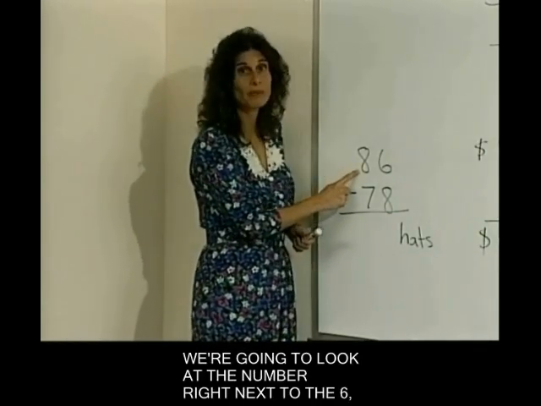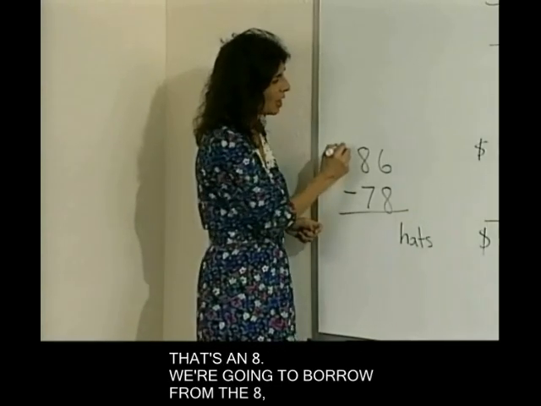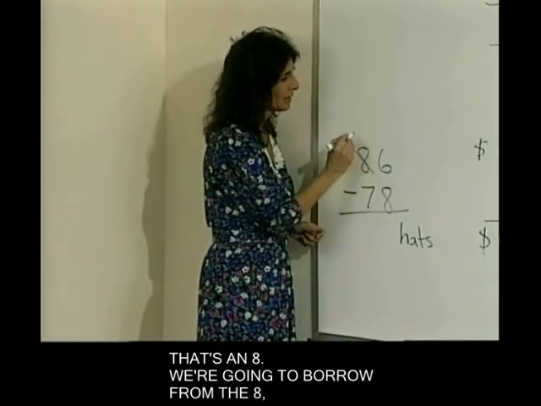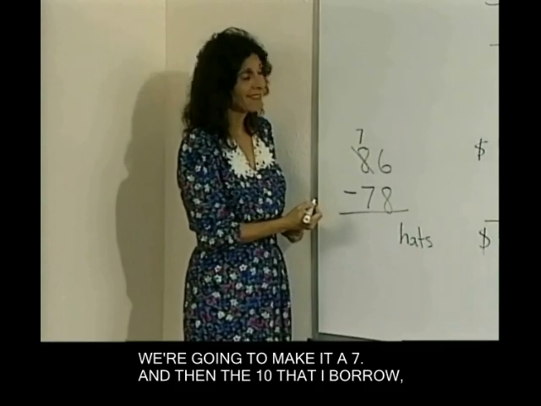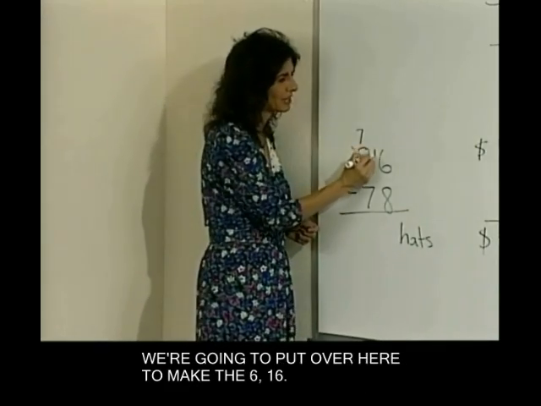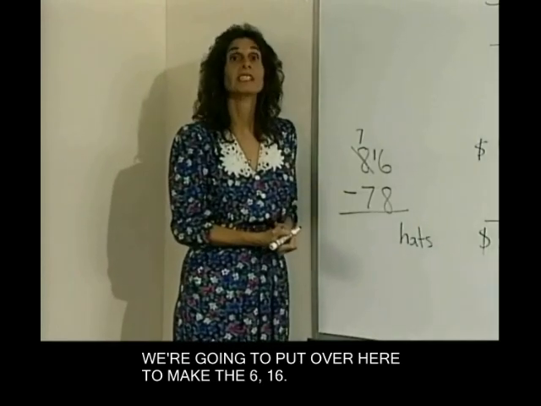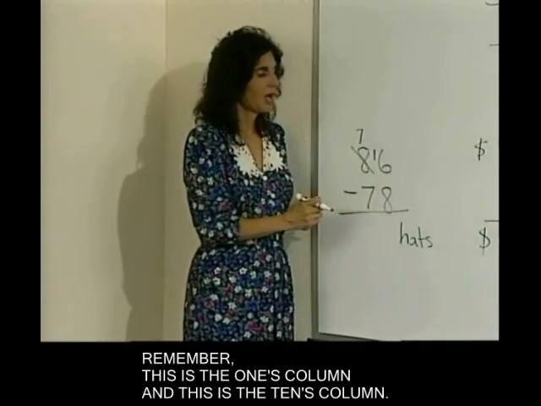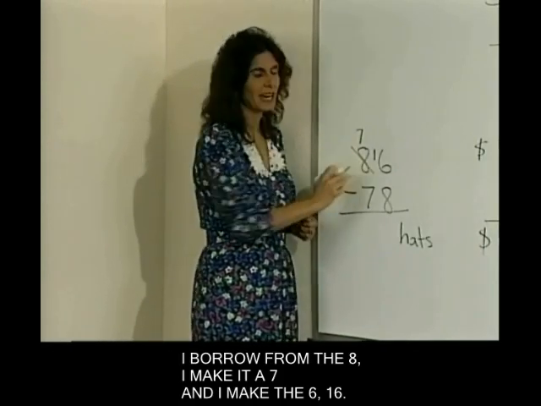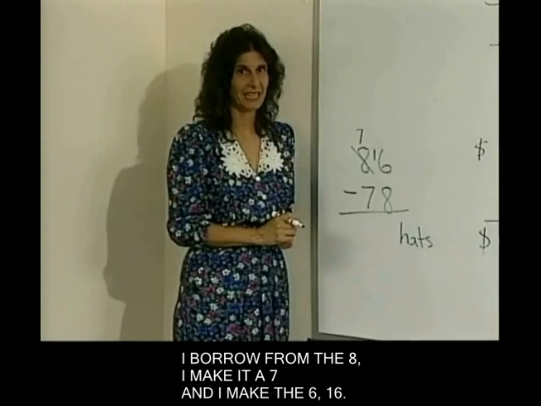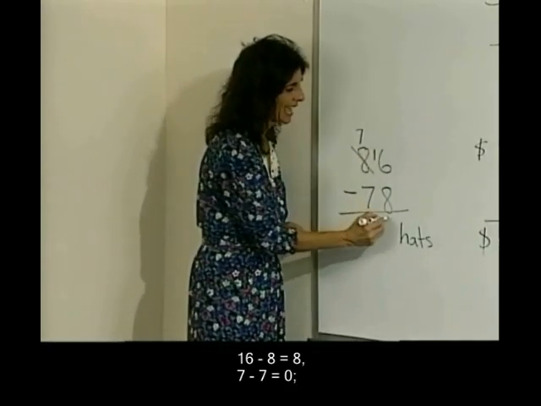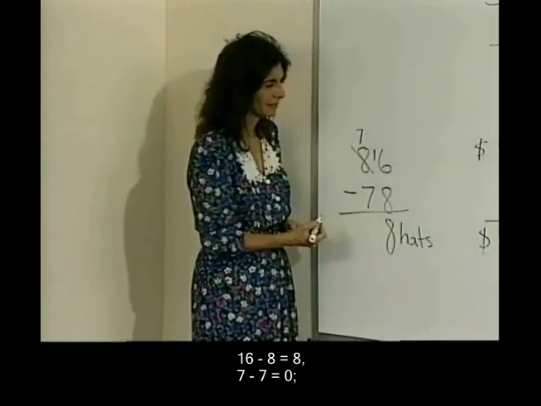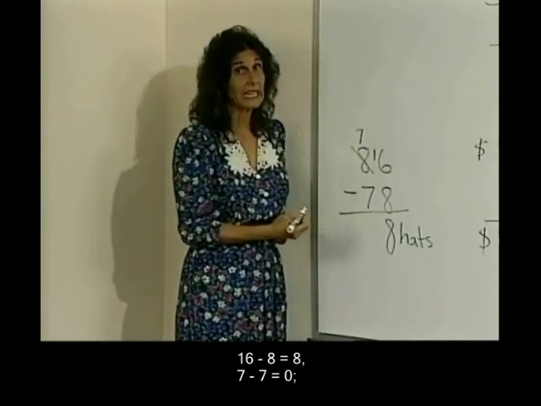We're going to look at the number right next to the 6. That's an 8. We're going to borrow from the 8. We're going to make it a 7. And then the 10 that I borrow, we're going to put over here to make the 6 16. Remember, this is the ones column and this is the tens column. I borrow from the 8, I make it a 7, and I make the 6 16. 16 minus 8 is 8. 7 minus 7 is 0.